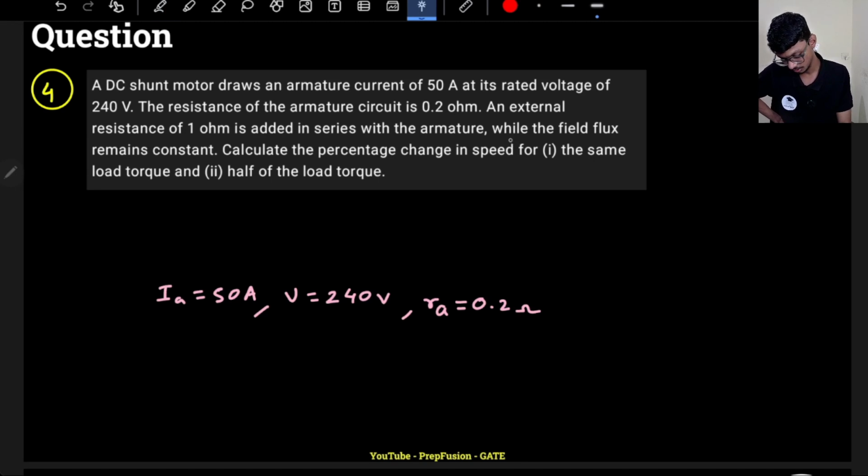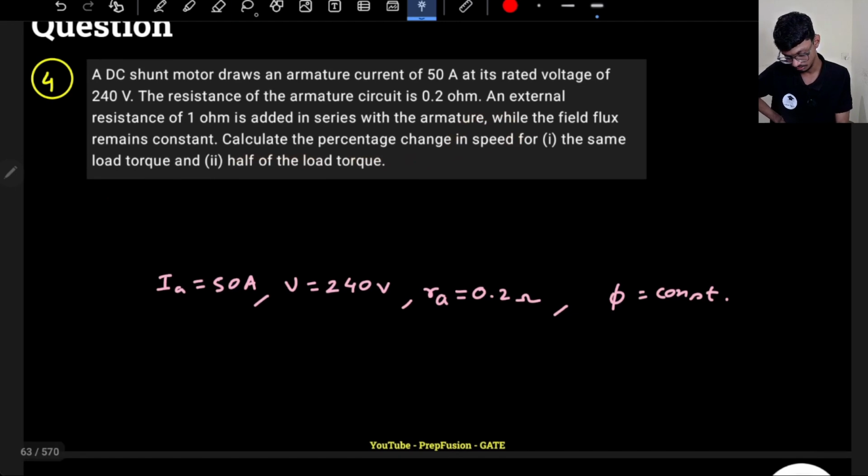Armature resistance is 0.2 ohms, while the field flux remains constant. So they have already told me it is a shunt field, but the flux is constant, right? It is not changing. Field flux is constant. It's not changing. Okay. Calculate the percentage change in speed for the same load torque.